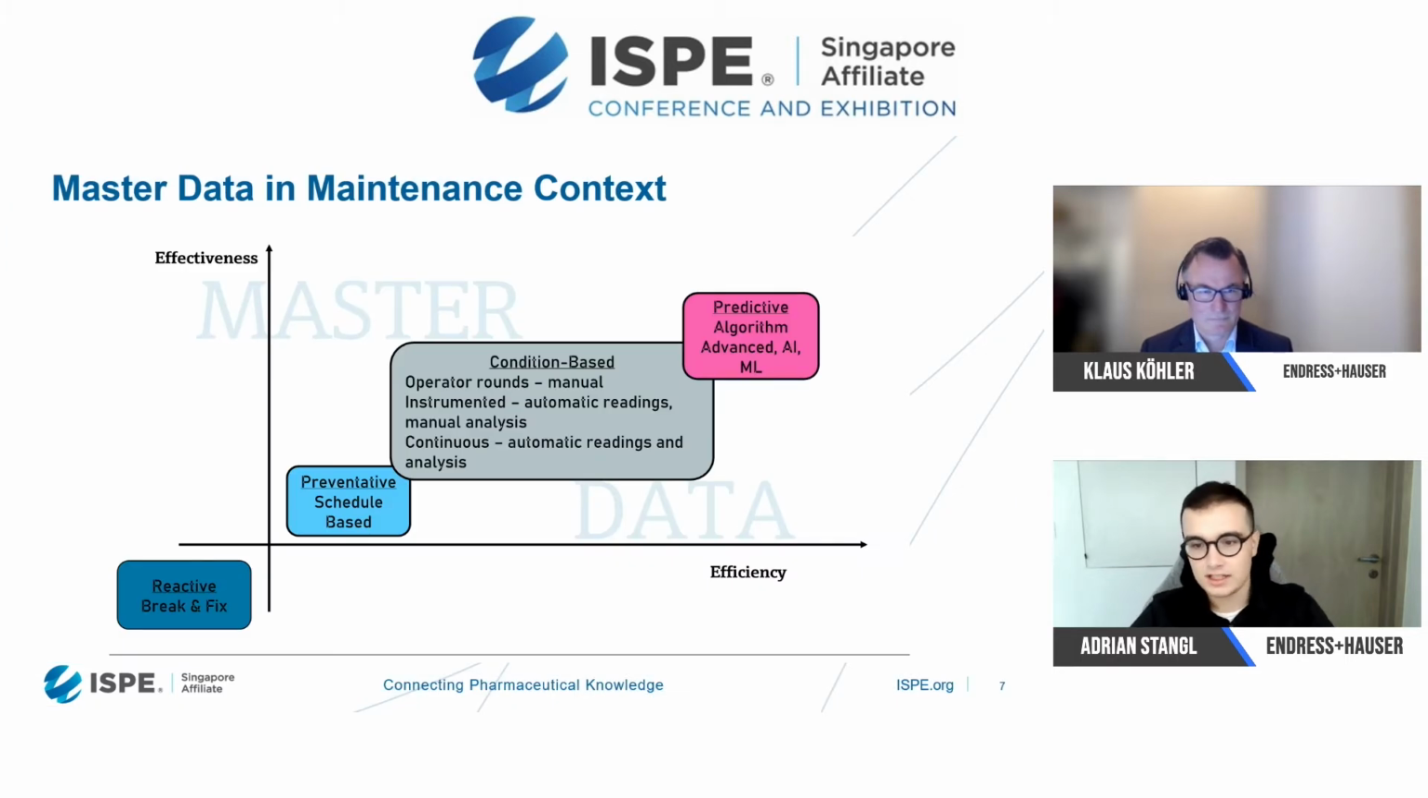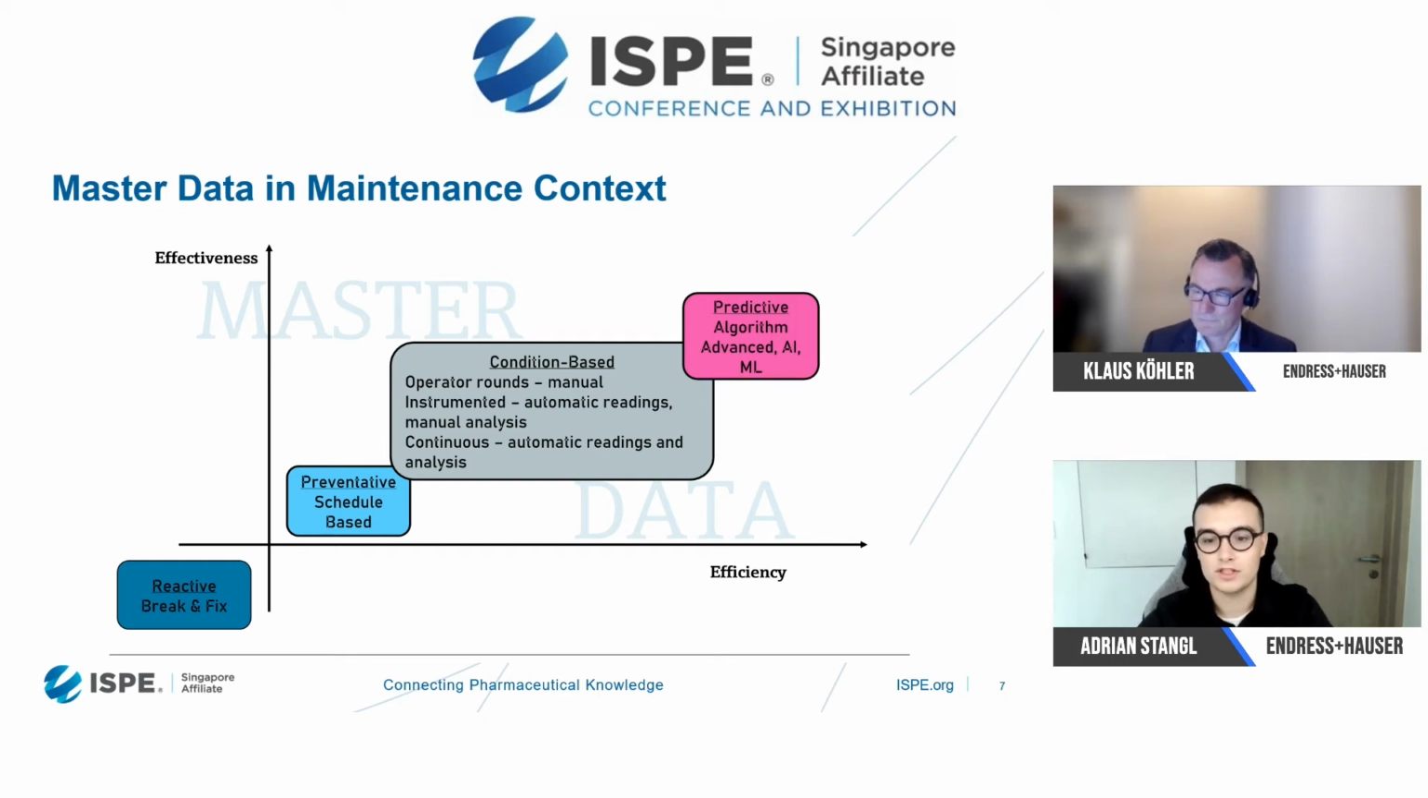So you see here where we all want to go, right? You see in the top right corner, predictive maintenance, with algorithms, advanced AI, machine learning. That's where we all strive for, and that's where we all want to be in the next months and years to come. So we can predict when, for example, there will be a plant shutdown if we don't do anything. But to go there, it's a long way.